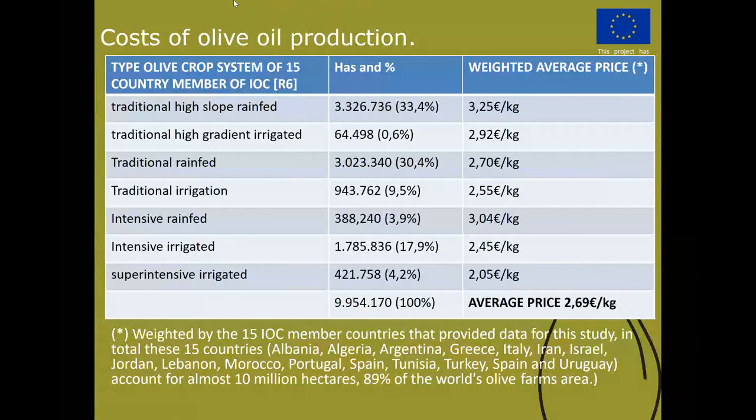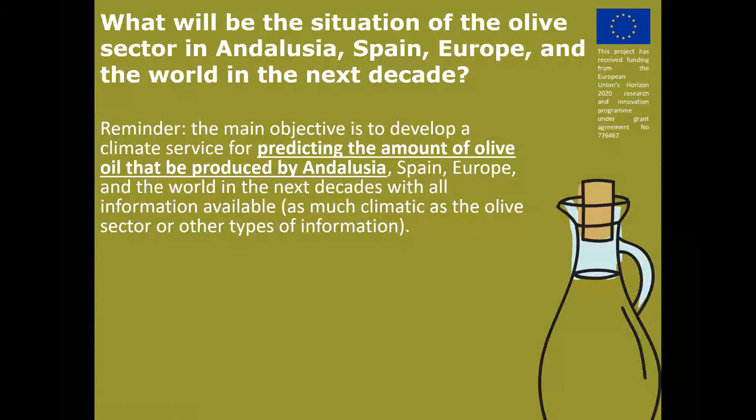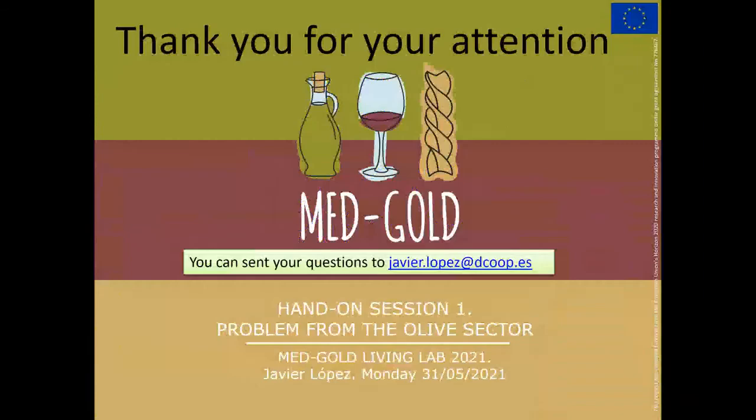And next is the final slide. I remind you that the goal is to develop a climate survey for predicting the volume of olive oil. The next is the list of the references we used, and the last is the thank you for your attention and my email for any questions. Sorry. Thank you very much.